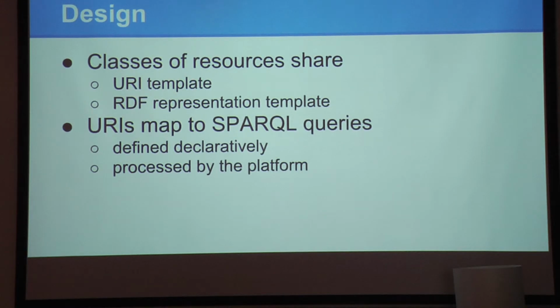So how can this actually be designed? The main idea is that there are classes of RDF resources, and most of the resources that share the same URI template also share the same representation template. Basically, all items matching a person have a somewhat similar RDF structure. What it means is that URIs map to SPARQL queries, and this can be defined declaratively.